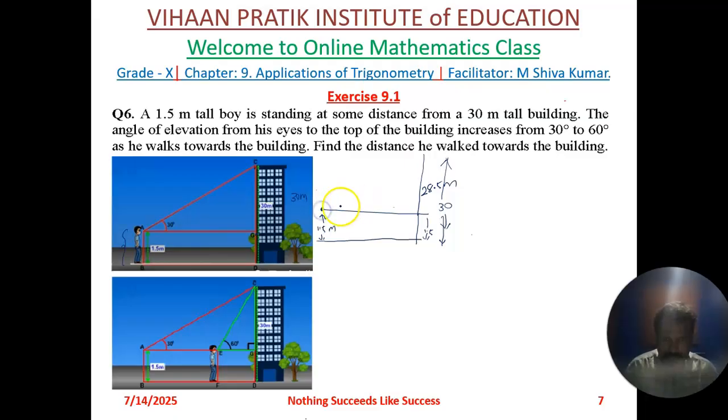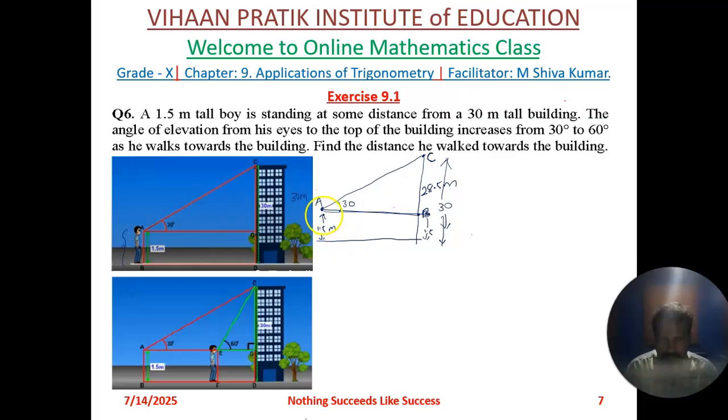So when the boy is looking from his eyes, the line of sight is to the top of the tower. This is the line of sight. And the angle of elevation is 30 degrees. So let's name it as A. Name this as C. And this point as B, where it forms a horizontal with the eye. Horizontal with the eye. That's why it is the angle of elevation.